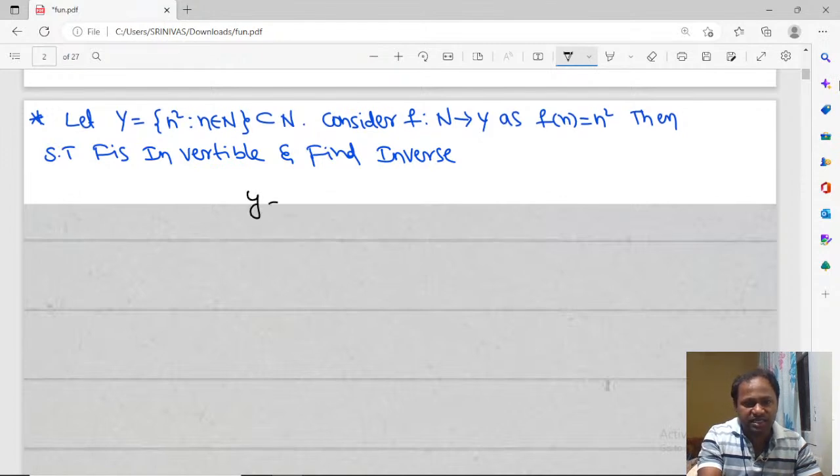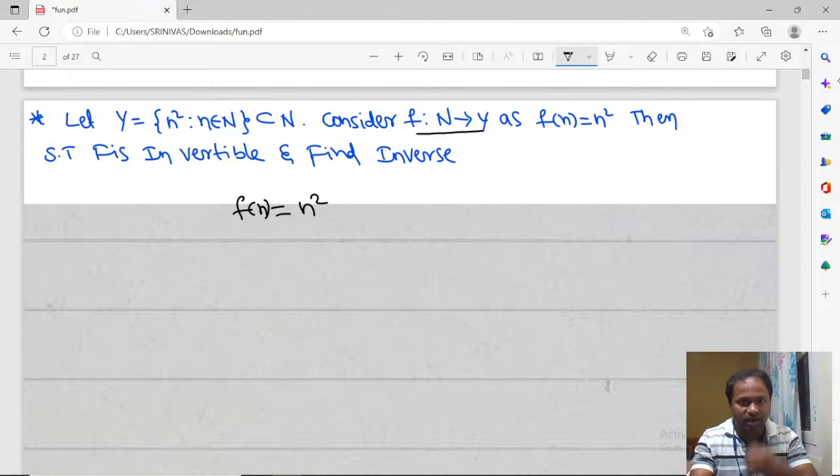f of n is given. f of n is equal to n square. The function is like this, f from N to Y, where Y is defined as n square. Elements will be in the form of n square. Same, I will write the 1-1 function.